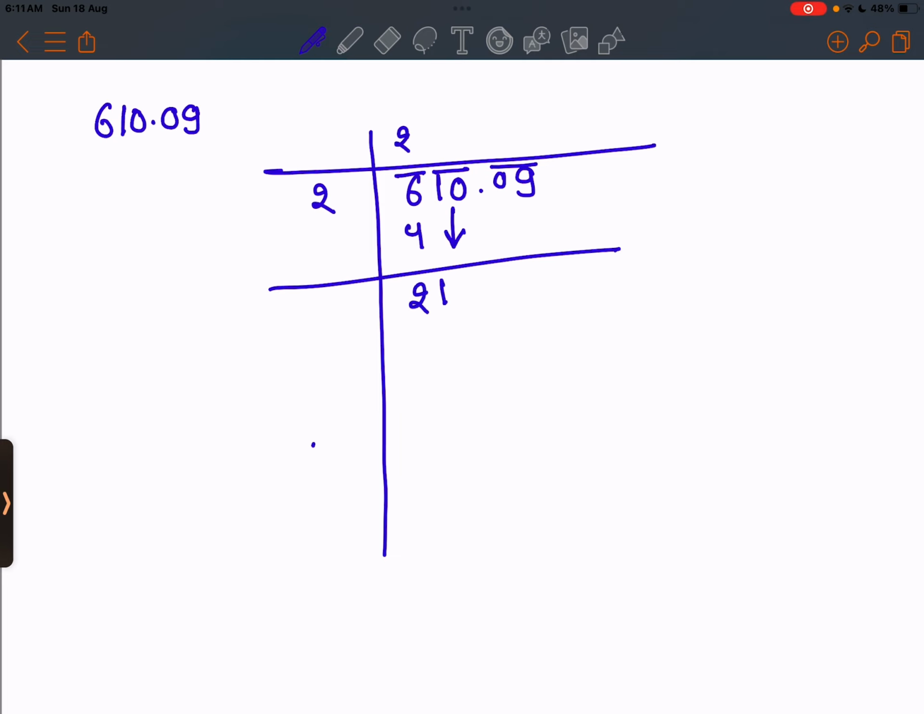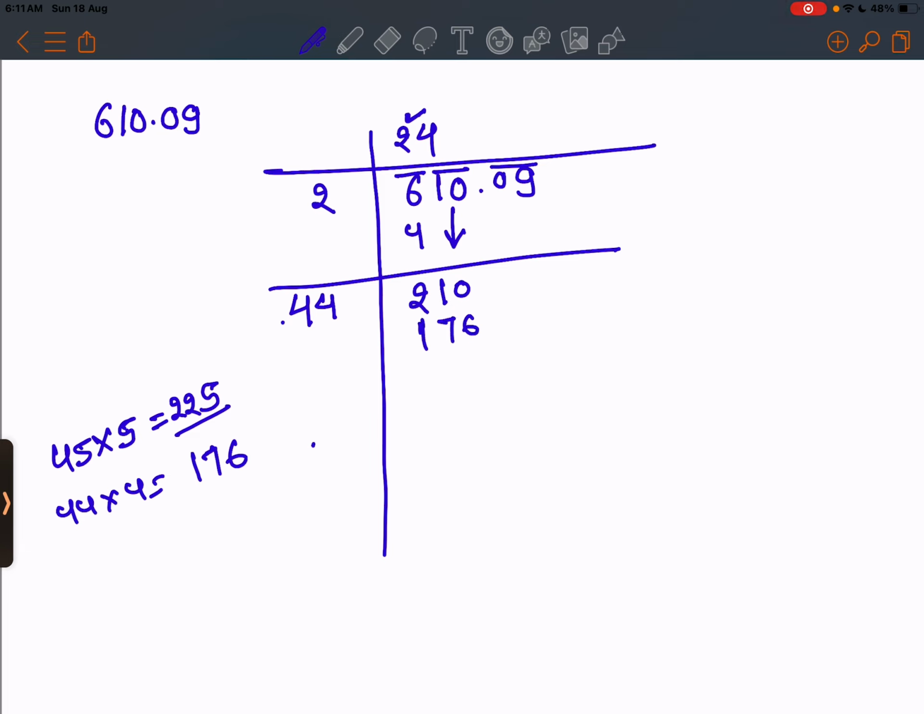Write it down, 210. Here the number would be 2 times 2, which is 4. And by which number will it be completely divided? From hit and trial, 5 fives are 25, 5 fours are 20, so 225 is just greater than 210. So the number would be 4. 44 into 4: 4 fours are 16, 4 fours are 16, 176.